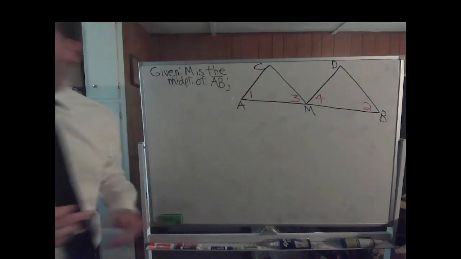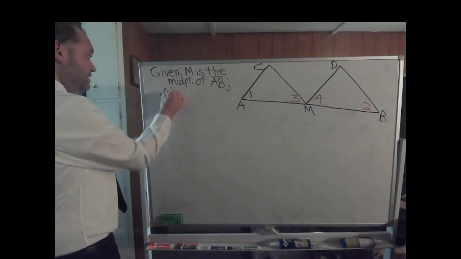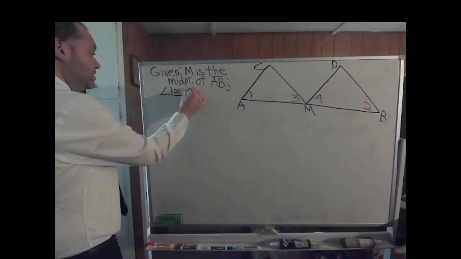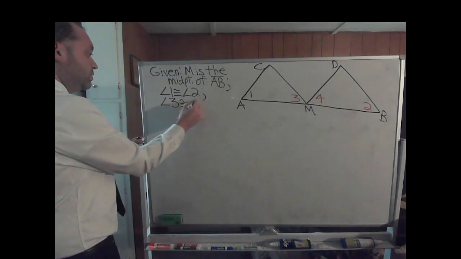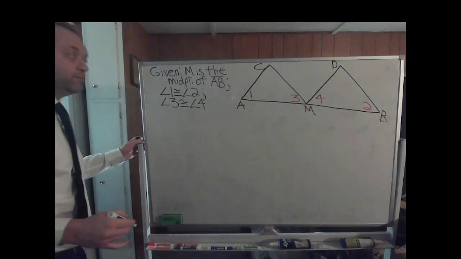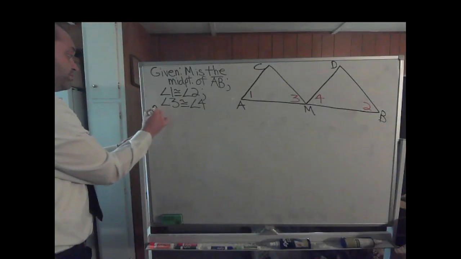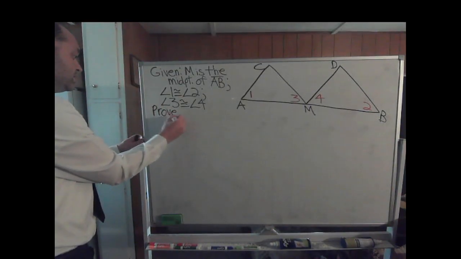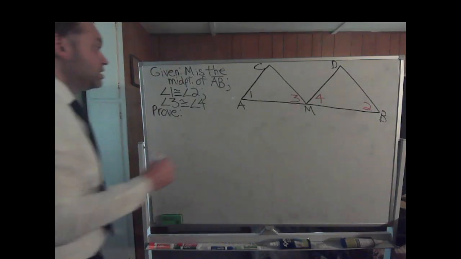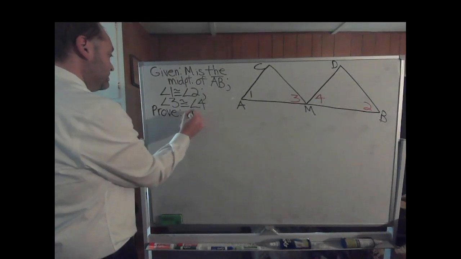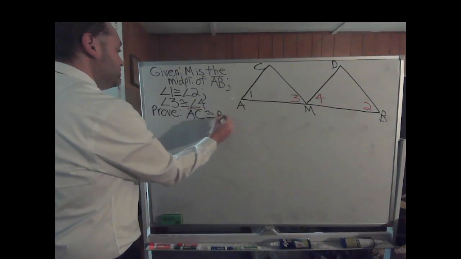Alright. They also give us here that angle 1 is congruent to angle 2, and then that angle 3 is congruent to angle 4. We actually have quite a bit of given information. But what do they want us to prove out of that? What are we to prove? We are to prove that line segments AC and BD are congruent to each other.